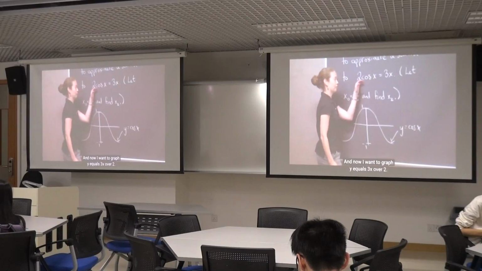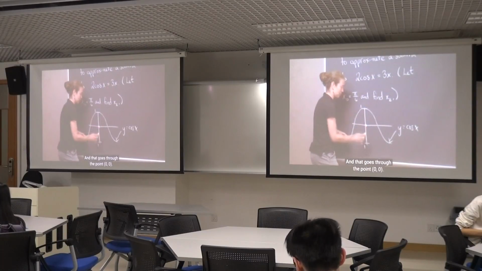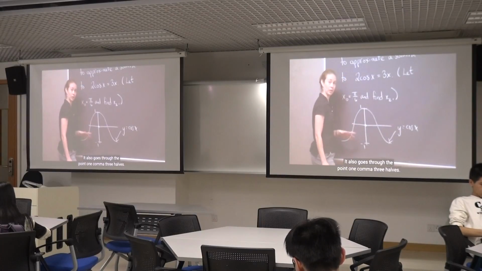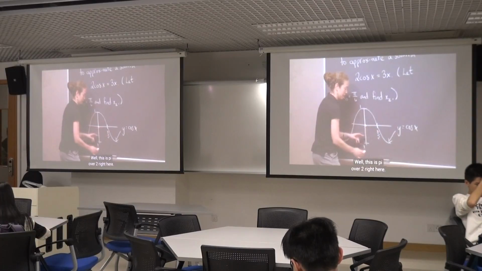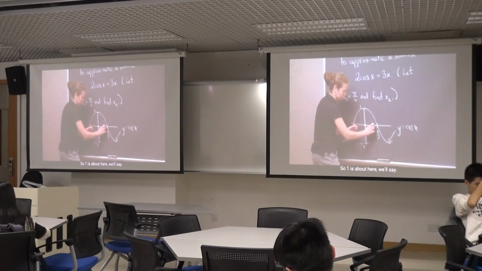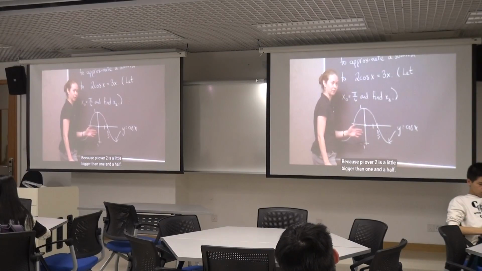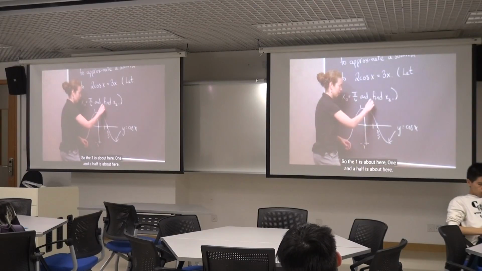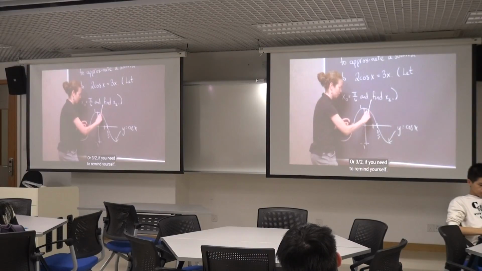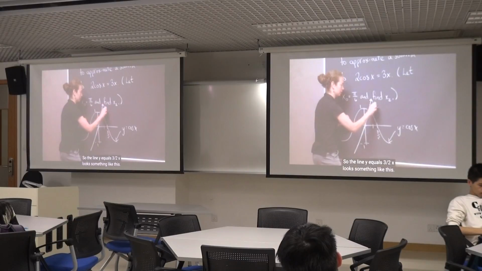And now I want to graph y equals 3x over 2. That goes through the point 0, 0. It also goes through the point 1, comma 3/2. Well, this is pi over 2, right here. So 1 is about here, because pi over 2 is a little bigger than 1.5. So 1 is about here, 1.5 is about here, or 3/2 if you need to remind yourself. So the line y equals 3/2 x looks something like this.